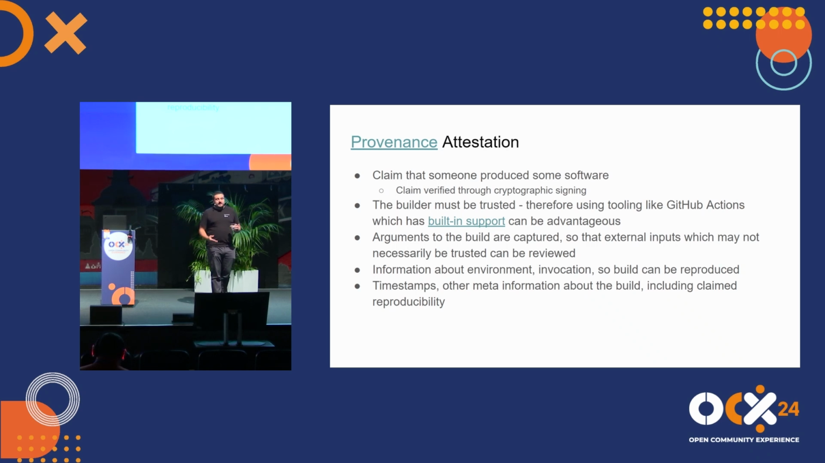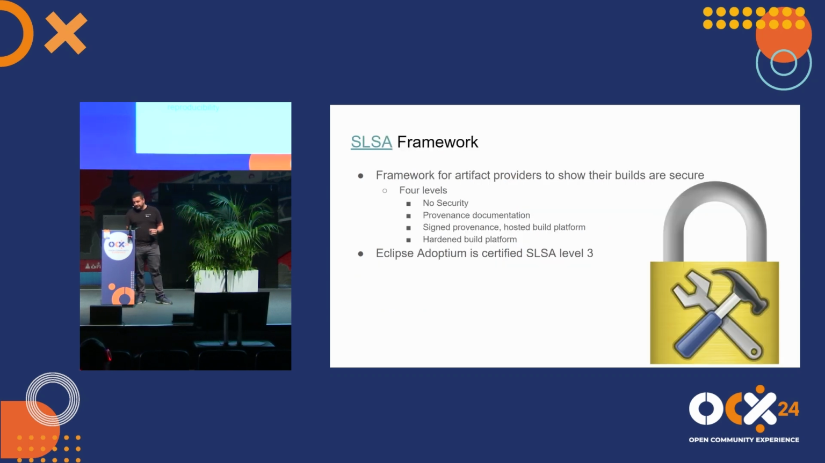It makes it easier. Arguments to the build are captured, so in the provenance of your software, you want to declare the entire environment which is required to build that software in a reproducible way. So, you know, what OS you're on and what Java version, for example, and any flags you pass to the build, right? All this stuff is good to have because then that means your build is reproducible. And then other things like timestamps and other meta information are also things you can include in that provenance attestation.